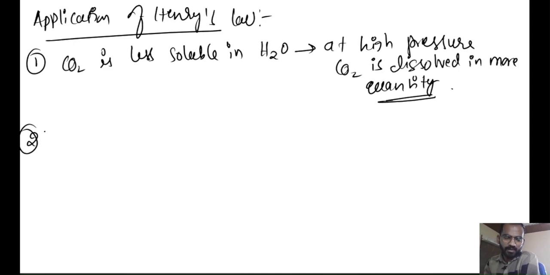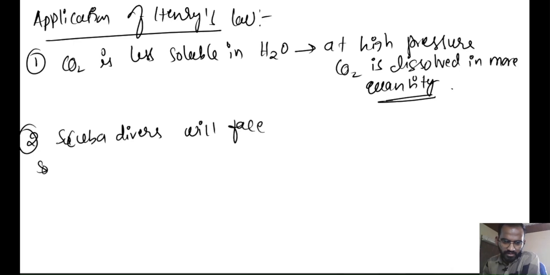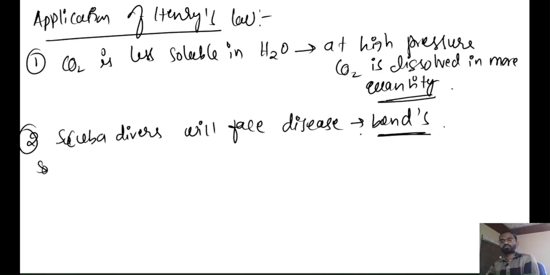The second case is scuba divers. Scuba divers are those who explore the sea. Scuba divers will face one disease called Bends disease. What is it? Scuba divers will face a disease called Bends disease.